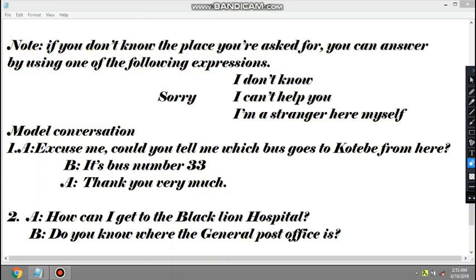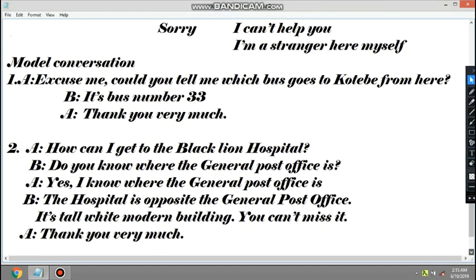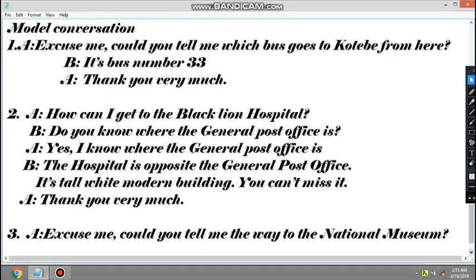Now let's come to the final part. The final part is a model conversation, and I would like to give you three model conversations. Let's see one by one. The first one: excuse me, could you tell me which bus goes to Kotabe from here? Kotabe is a college. You can say it's bus number 33. So thank you very much.